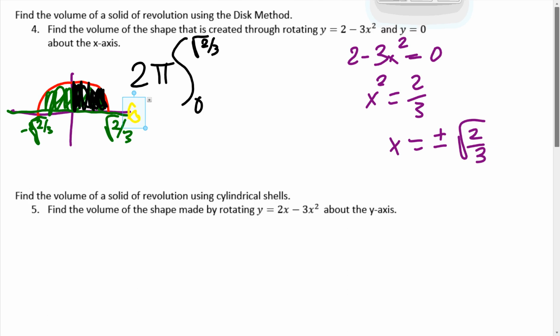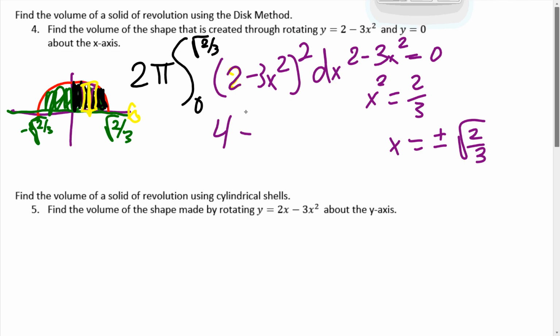And then it's going to be perpendicular about the line of rotation. So there's my line of rotation. So it's going to be a perpendicular cross section. Okay, and that's just the equation from here to here, right? That distance, that radius. So that's just my equation. So 2 minus 3x squared, square that, because it's always radius squared when you're dealing with cross sections that are circles. So FOIL that out. We get 4 minus 12x squared plus 9x to the 4th.